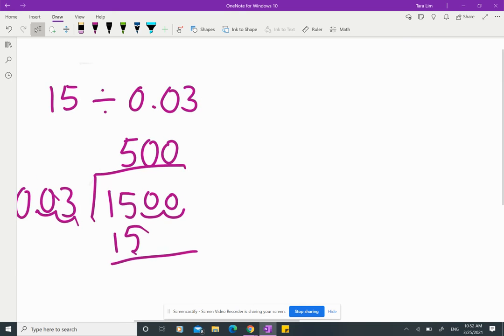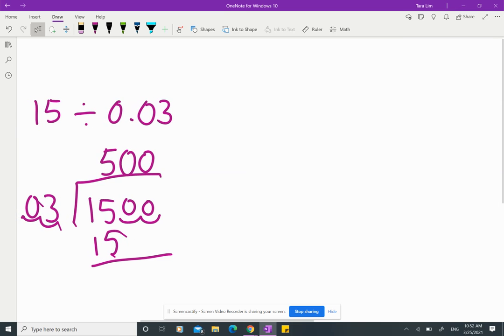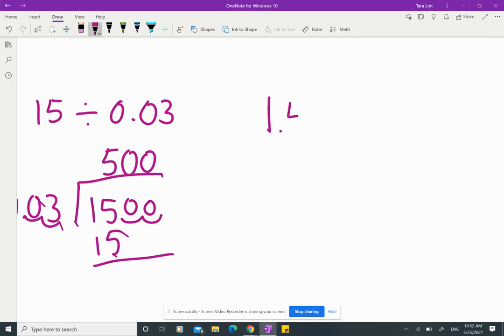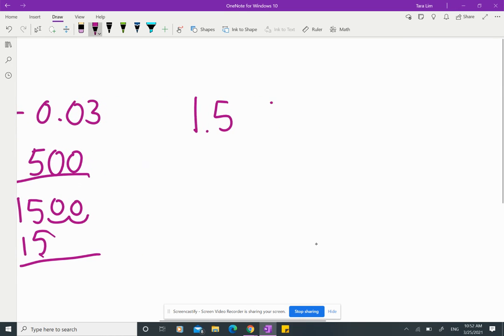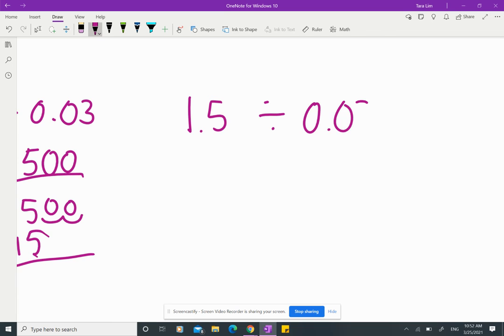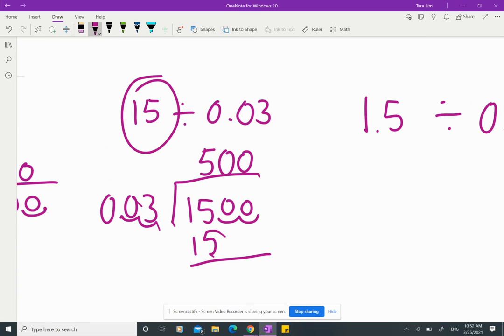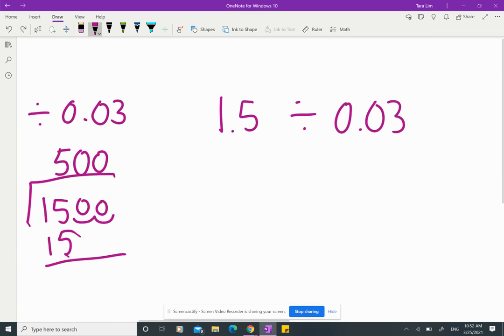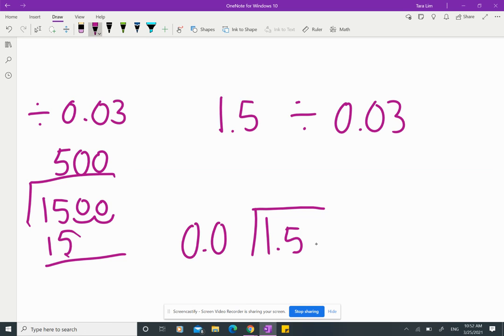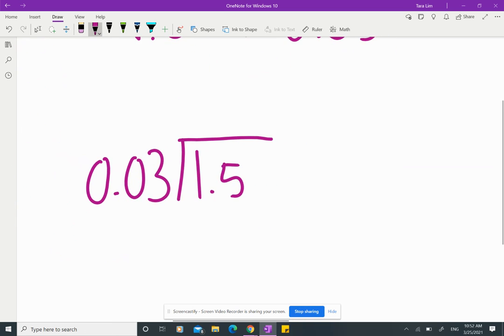Let's try another example. Let's try 1.5 divided by 0.03. Similar to this, but a decimal dividing a decimal. So 1.5 divided by 0.03. Now same thing here, we must move the decimal place. We move 2 times, so here we must also move 2 times.